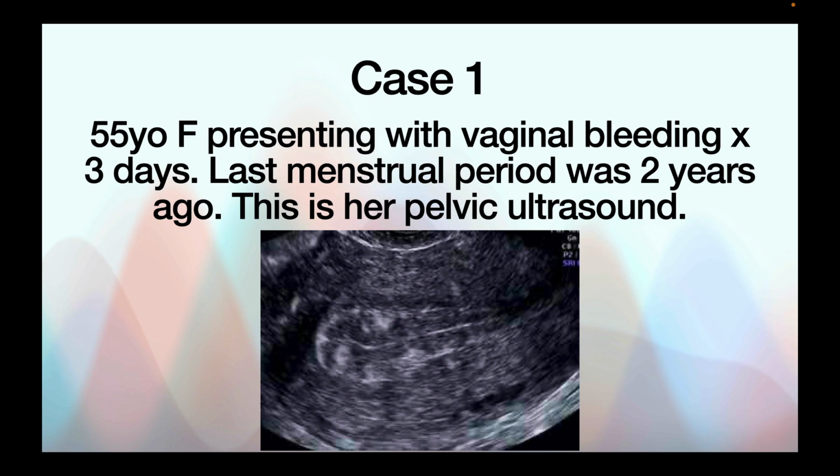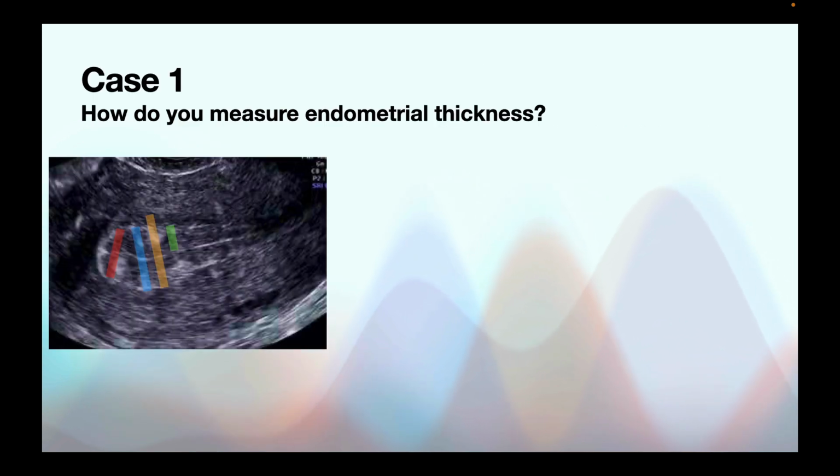This is her pelvic ultrasound right here. So this is a transvaginal sagittal view of her uterus, and somewhere here is the serosal layer. Here's the myometrium, and then this is the endometrial complex or stripe of her uterus. It looks abnormally thickened, and one question is, how do you quantify that thickness?